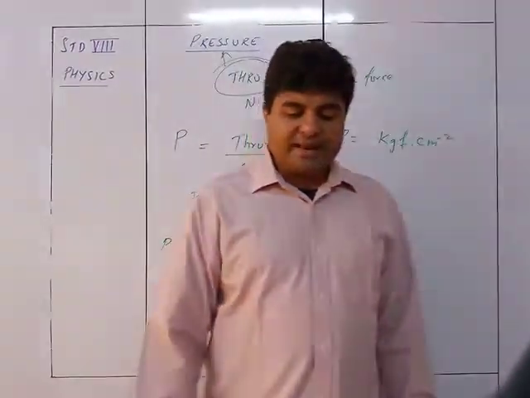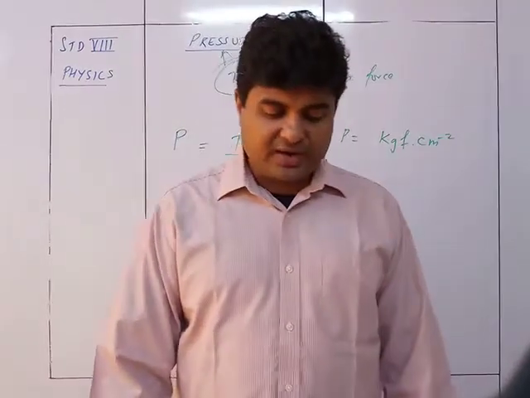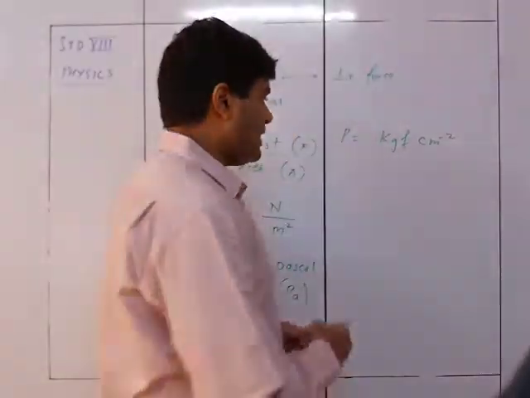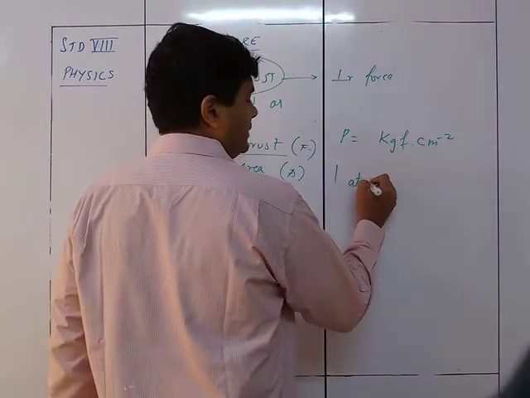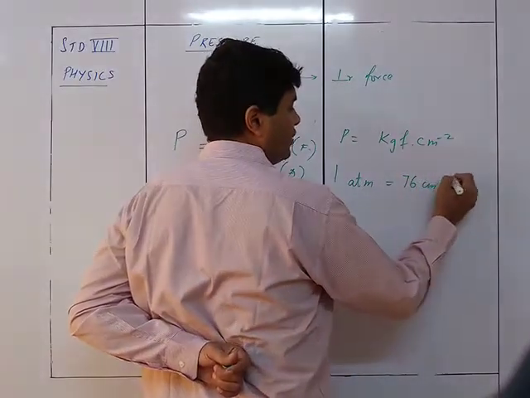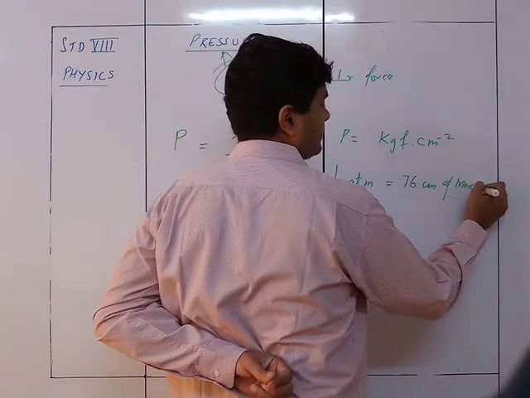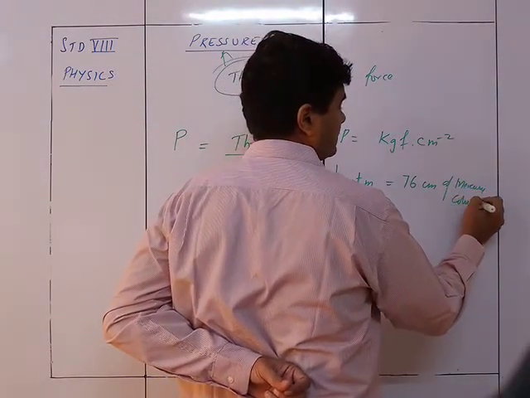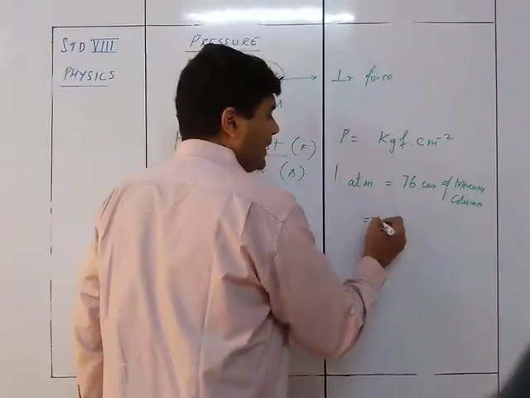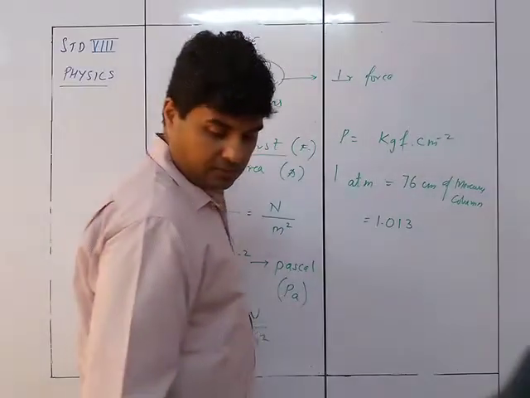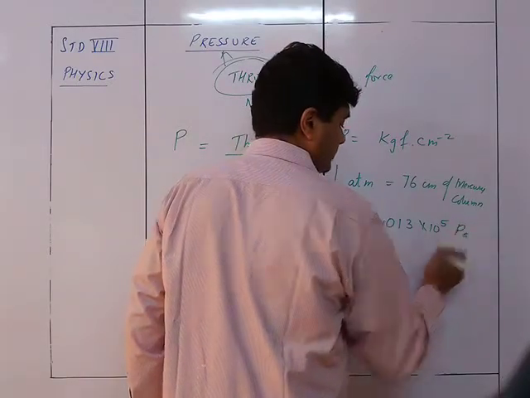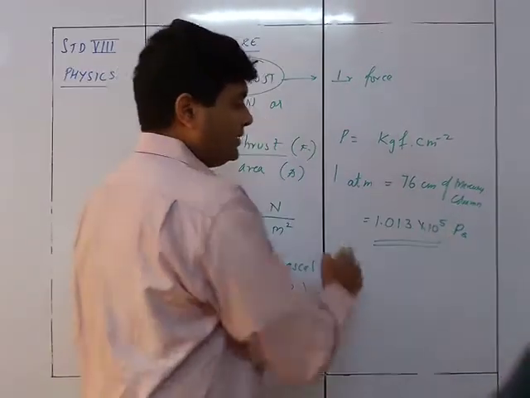We also have one more thing, and that is the atmospheric pressure, which is generally expressed in the unit ATM, that is atmosphere. So 1 ATM is equal to 76 centimeters of mercury column, which is equal to 1.013 into 10 raised to 5 Pascal. This is the value of 1 atmospheric pressure.